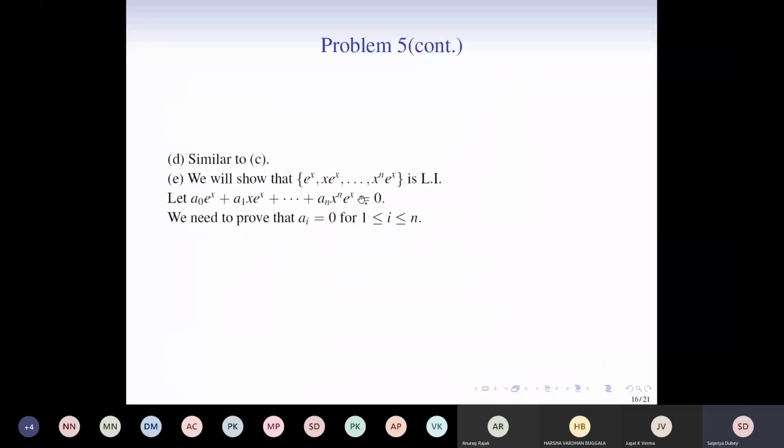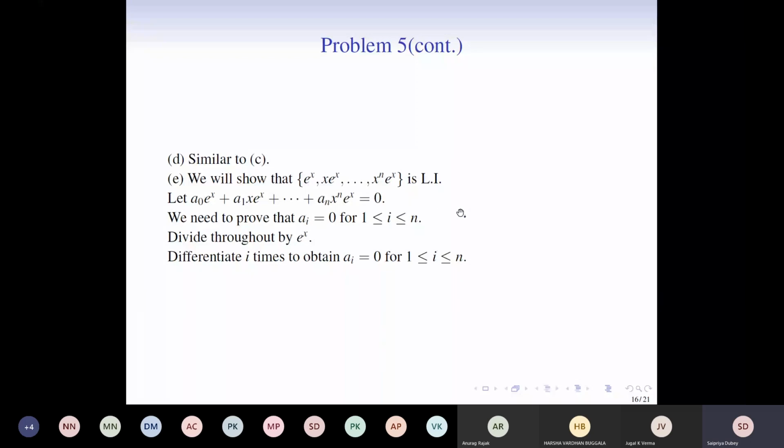Next, we need to show that this is linearly independent. So we let the linear combination equal 0. We need to prove that the ai's are equal to 0 for i from 0 to n. What we do is divide this equation throughout by e to the x. Then we are just left with a0 plus a1x and so on till an x^n. But we already know that they are linearly independent.